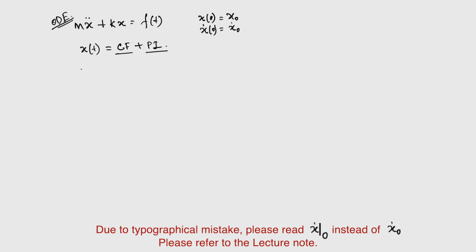So, what we have to do? We have to first identify the homogeneous part. That means on the right hand side we have 0. This is called the free vibration problem, and the moment we identify the forcing function, this is what we call forced vibration.